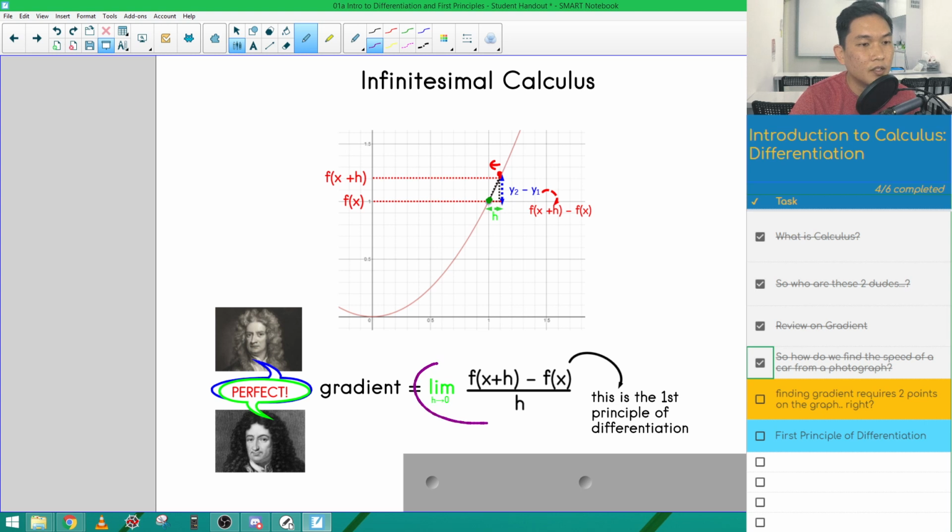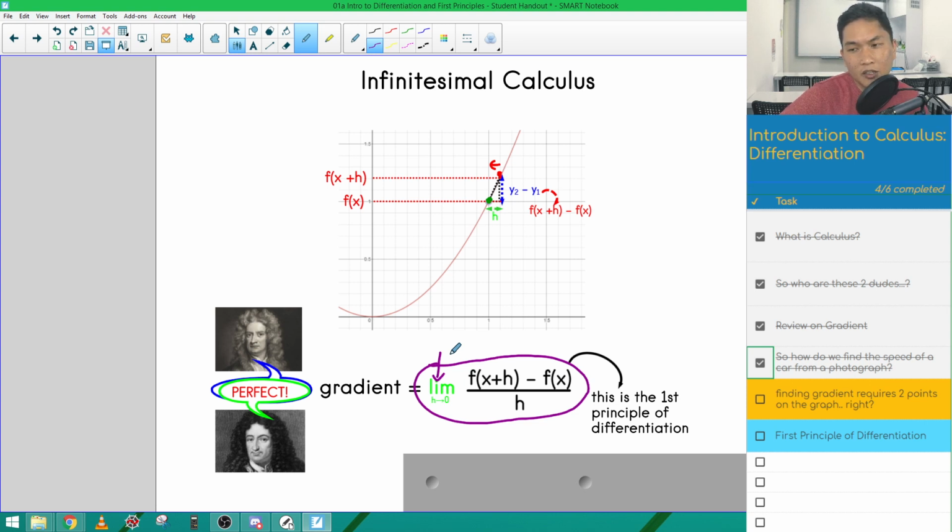This over here is the first principle of differentiation. This is the most fundamental principle of differentiation, finding the gradient. It is essentially rise over run, nothing new from what we learned earlier. But we are taking the limits, and by taking the limits, we are making the two points for the gradient so close to each other that the distance is almost zero. So that is the first principle of differentiation.